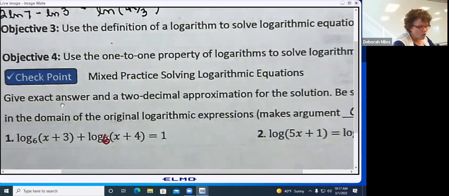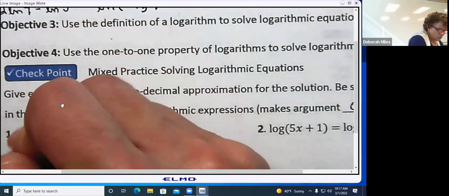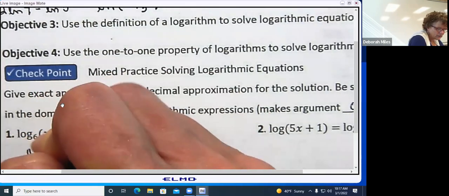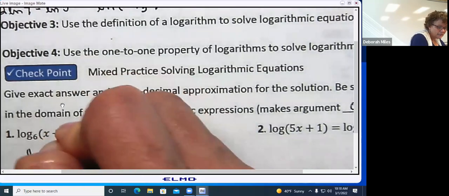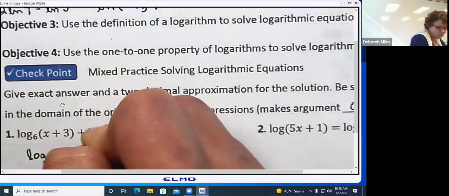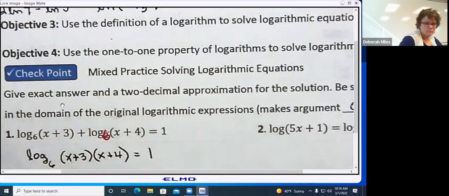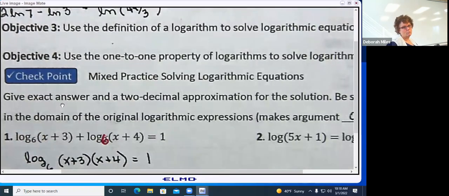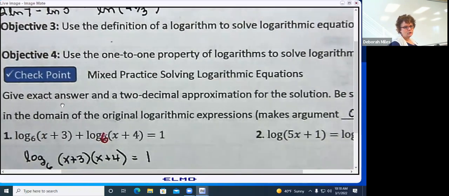All right, so on the left-hand side, if we put those back together as a single logarithm, we would have log base 6 of what? The sum of two logs can be put back together as the log of a product. Now is when I can determine which one of the two types I have.